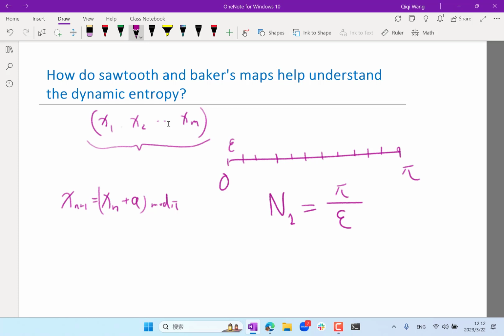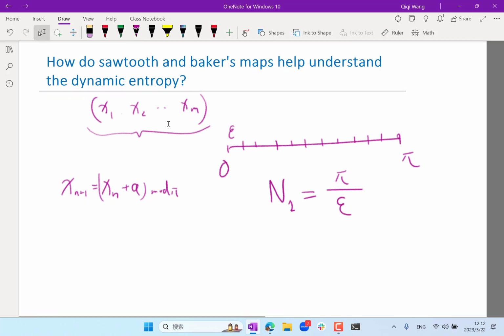But for a chaotic map, we get something in between a fully predictable system and a fully unpredictable system. And the degree to which I'm lying in between these two extremes is characterized by the dynamic entropy.